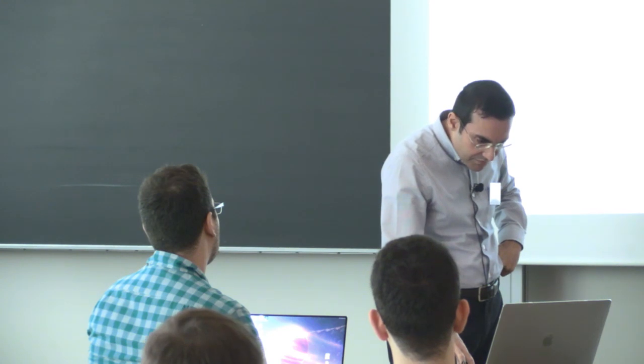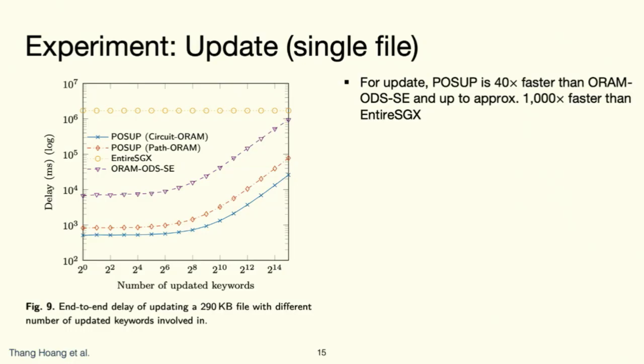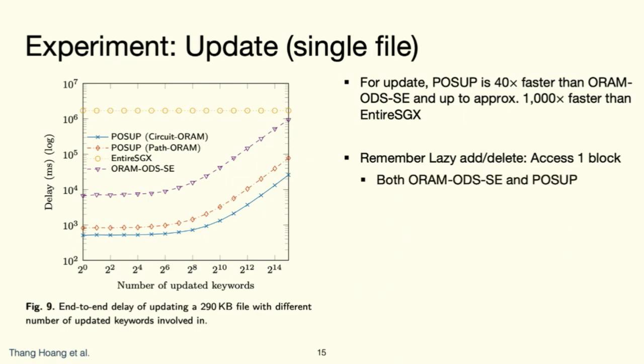For update, similar results, approximately 40 times better than doing it over the network. This time we are a little bit better than fetching everything inside of the SGX. Why do our efficiencies increase a little bit? It is because we were using, you may remember, the lazy addition and deletion strategy. What happens is that per update we are just adding one block to the linked list. This is better than downloading everything inside of the SGX, obviously. So both network ORAM and POSUP actually get a benefit from that strategy.